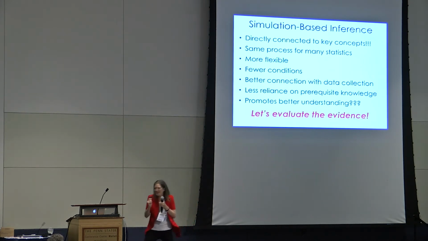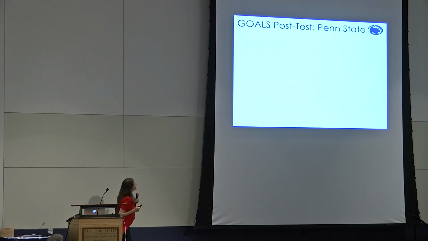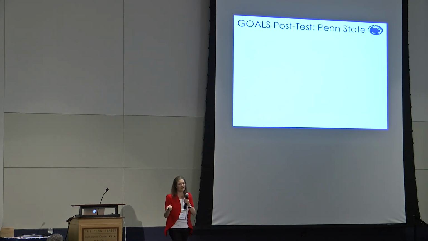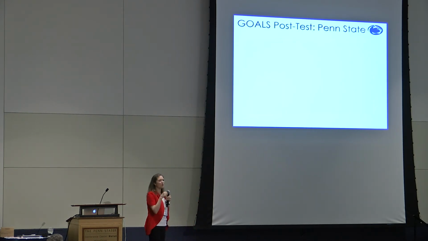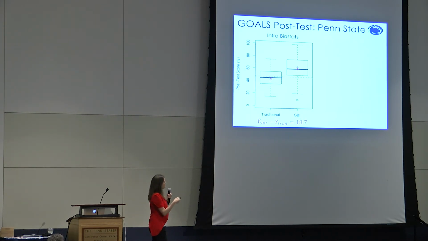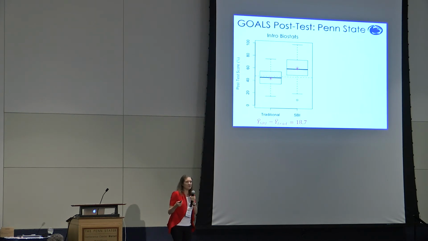Well, let's evaluate the evidence. All right, so I'm not the first one to do this, but I'm gonna show data from a recent transition we made here at Penn State, since you're all here in Happy Valley. So these are scores on the goals post-test. So the goals was the same assessment I showed at the beginning. So we first made this transition in our introductory biostatistics course. I'm just gonna, right off the bat, say this is the national average, this horizontal line at 47%. This is a hard test, so that's our benchmark.